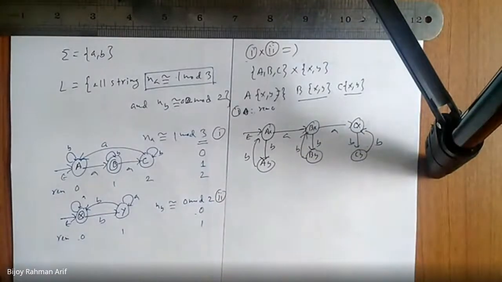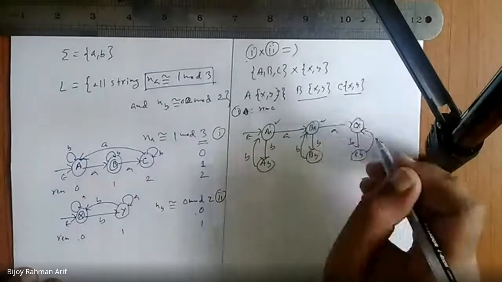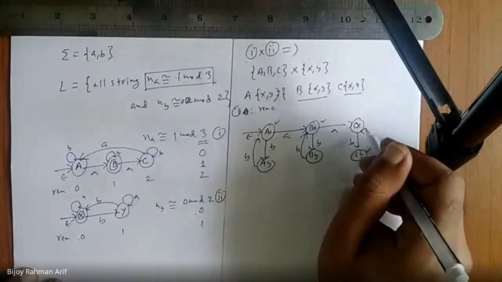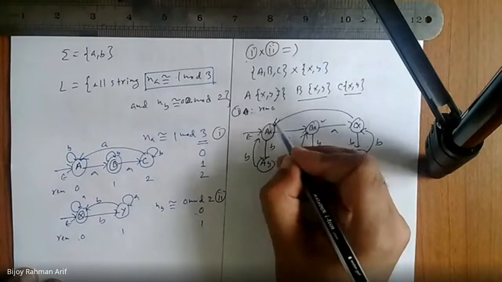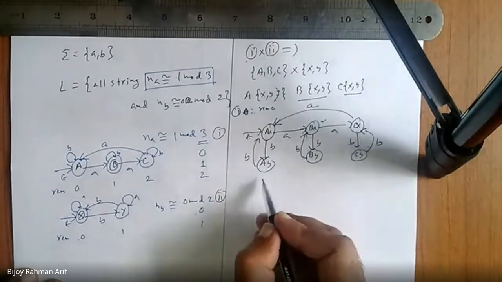Now, is it a finite automata? No. It has moved for Ax, because this is the first one. But these are not final.